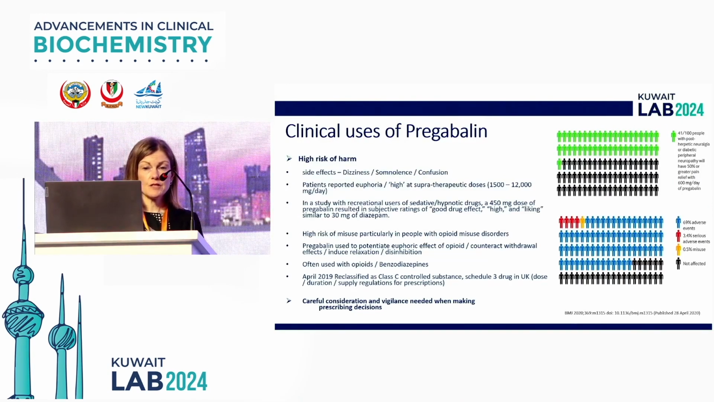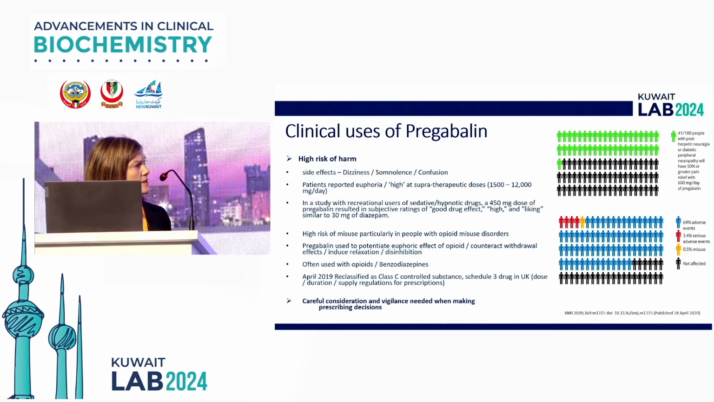But there is a high risk of harm with pregabalin as well. So there are side effects: dizziness, somnolence, sleepiness, confusion. Patients have also reported a euphoric high at very high doses of pregabalin. And in a study of individuals who were recreational users of sedative and hypnotic drugs, a 500 milligram dose of pregabalin resulted in them saying that they had good drug effect, a high, and they liked it similar to a dose of 30 milligrams of diazepam.